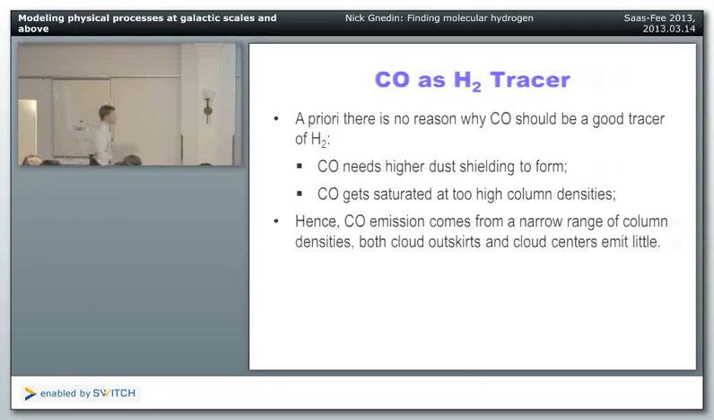CO, of course, exists, but there's no reason why it should be a good tracer of molecular hydrogen. First of all, CO also needs dust shielding to exist, but it needs much more dust shielding. So you can have molecular gas distributed enough to exist as molecular gas, but CO will still be dissociated right there. And CO also gets saturated at very high column density. So if you have a lot of molecular gas, you can only get a fraction of it emitting in CO. And so CO emission comes from a relatively narrow range of column densities. So normally we would expect there would be no correlation whatsoever.